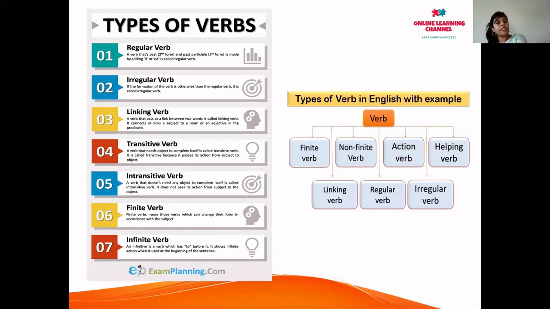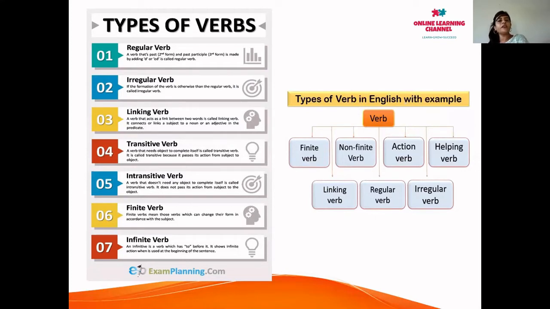Then you have the linking verb, a verb that acts as a link between two words is called the linking verb. It connects or links a subject to a noun or an adjective in the predicate. Transitive verb, excuse me, a verb that needs objects to complete itself is called a transitive verb. It is called transitive because it passes its action from subject to object.